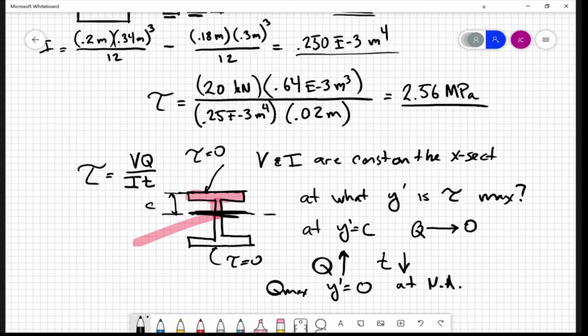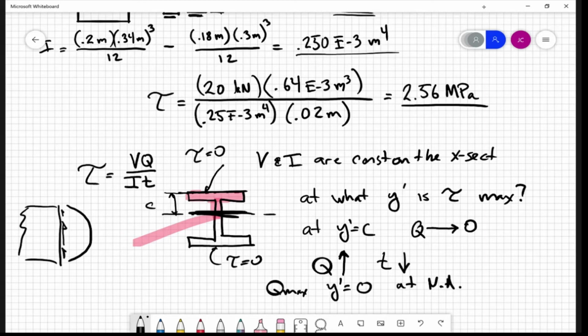In general, if you were to plot over the cross section tau, now obviously tau is going to be like a shear acting on this face. Your maximum tau is going to be at the middle, and then it's going to go to 0 at the end. So it actually has like a parabolic distribution like that.